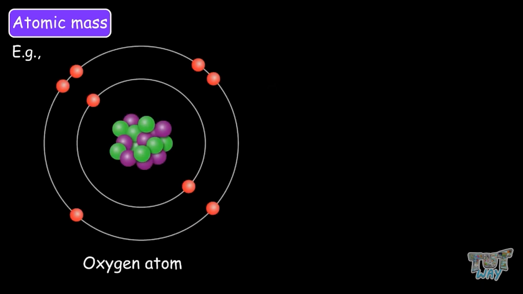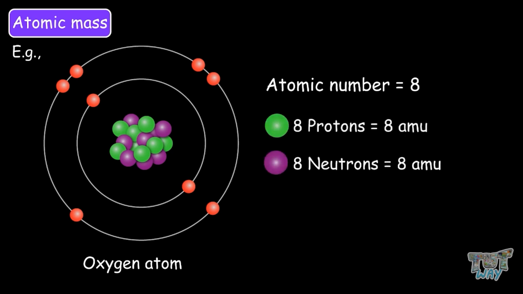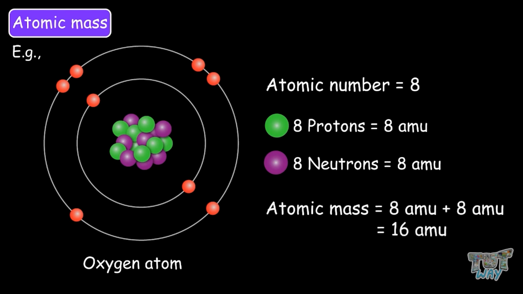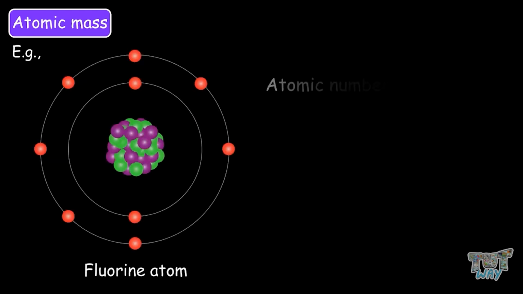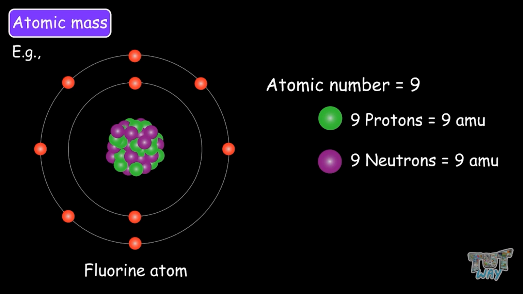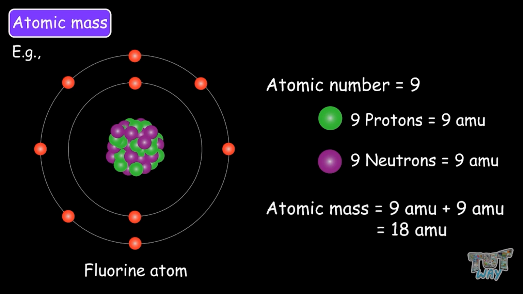Oxygen. The atomic number of oxygen is 8, which means it has 8 protons and 8 neutrons. So, the atomic mass is 8 plus 8, which equals 16. Next is fluorine. The atomic number of fluorine is 9, so its atomic weight will be 9 plus 9, which equals 18, because the atomic number 9 means fluorine has 9 neutrons and 9 protons, and the atomic weight of fluorine atom is the sum of the weight of the neutrons and protons. So, atomic weight is 18.